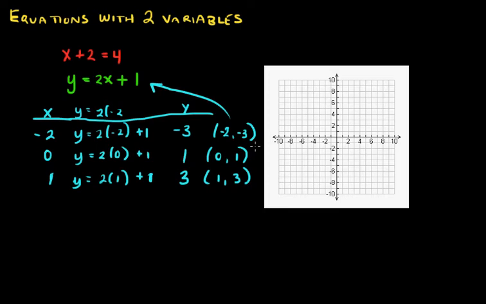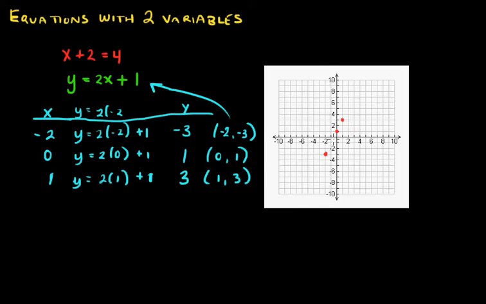And I'll graph in red. So negative 2, negative 3. So over 2, up, or sorry, down 3. I lost my space. Here we are. Okay. And 0, 1. So that's right here. And 1, 3. So that's right here. Sorry, it's a little bit hard to graph with this tablet.